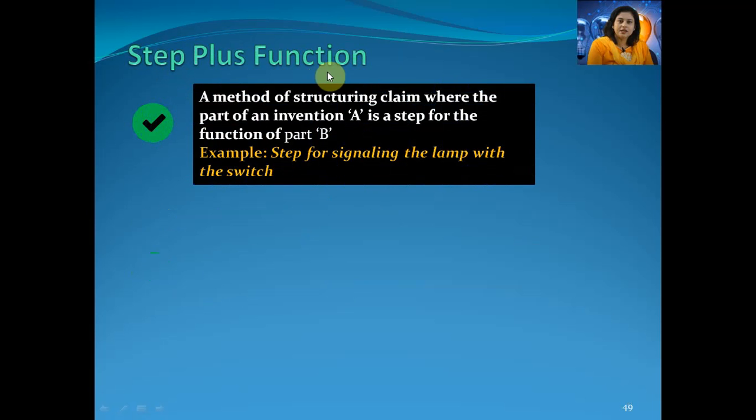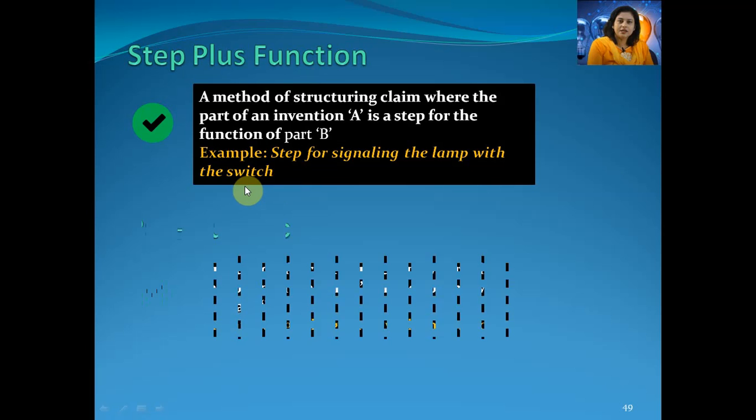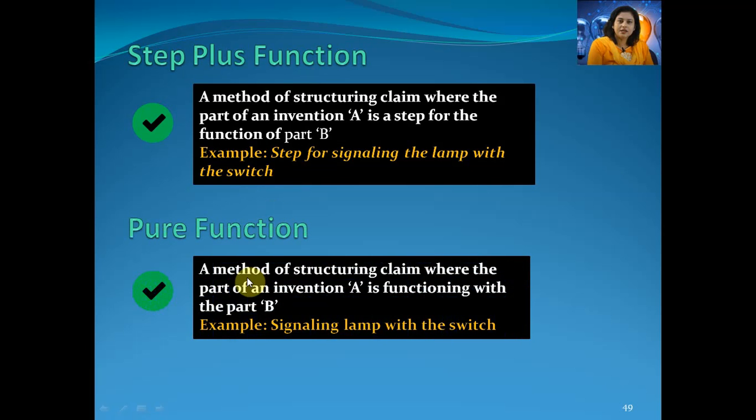Step plus function claim. A method of structuring claim where the part of an invention A is a step for the function of part B. For example, step for signaling the lamp with the switch. Pure function claim. A method of structuring claim where the part of an invention A is functioning with the part B. For example, signaling lamp with the switch.